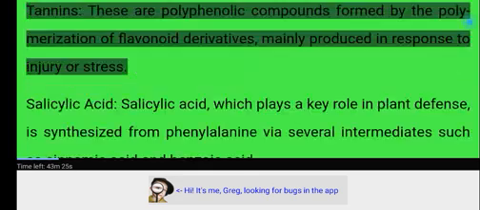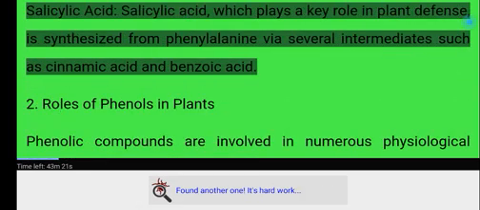C. Other pathways. Tannins. These are polyphenolic compounds formed by the polymerization of flavonoid derivatives, mainly produced in response to injury or stress. Salicylic acid. Salicylic acid, which plays a key role in plant defense, is synthesized from phenylalanine via several intermediates such as cinnamic acid and benzoic acid.